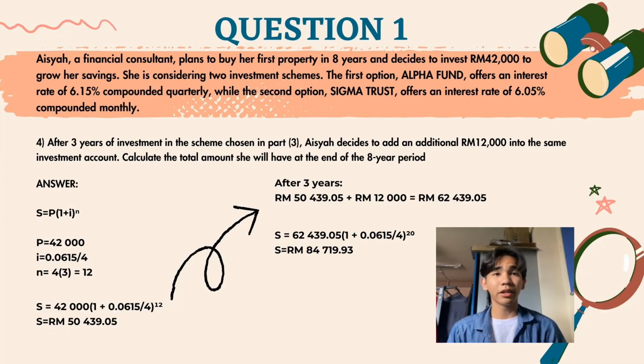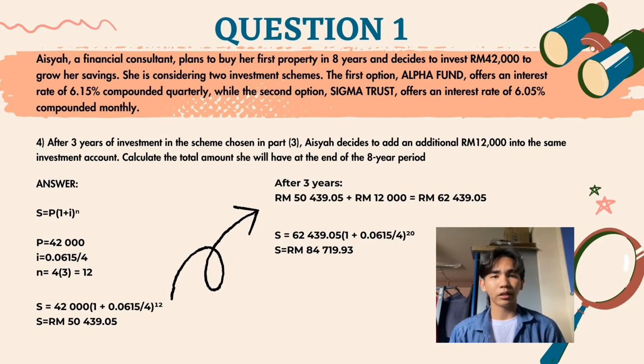Next, after 3 years of investment in the scheme chosen in part 3, Aisha decides to add an additional RM 12,000 into the same investment account. Calculate the total amount she will have at the end of the 8-year period. So, in this question, we need to calculate the first 3 years of the investment, then add another 12,000 ringgit, and then calculate the rest of the period. Here, use the formula S equals P in bracket 1 plus i, to the power of n. P equals 42,000, i equals 0.0615 over 4, n equals 12.